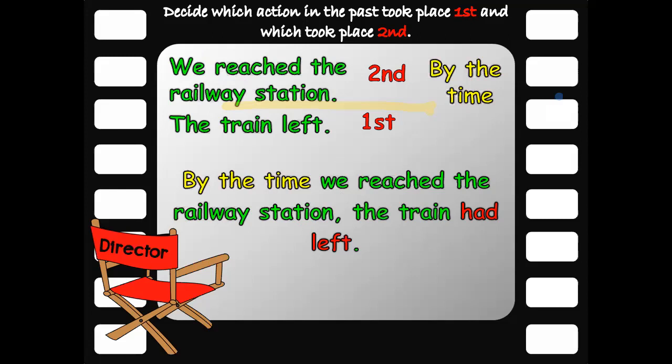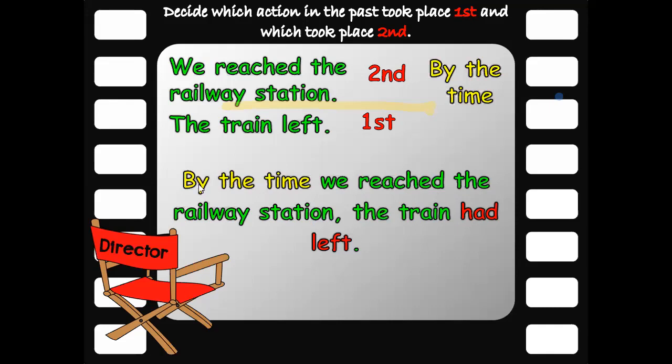Past simple. Excellent. So we use here by the time. By the time يا جماعة equals before. By the time equals before. After before we use ايه؟ الباست. Use question number 2. يبقى by the time we reached the railway station, the train had left.